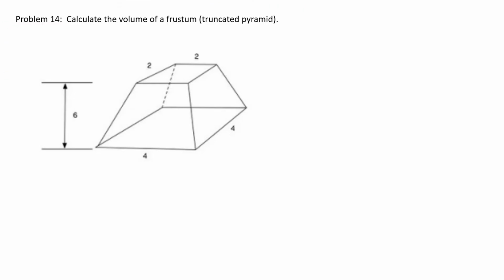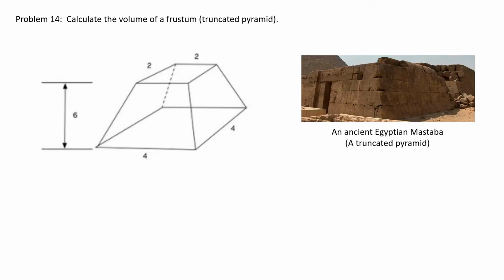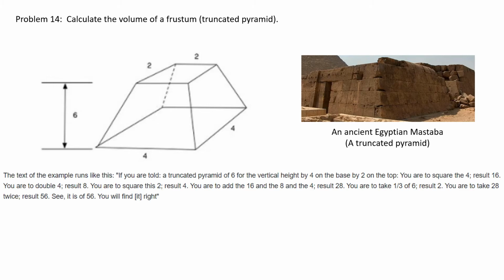Another problem from the Rhind papyrus was to calculate the volume of a so-called frustum, or truncated pyramid. Now the ancient Egyptians are well known for building their pyramid tombs, but they also built some tombs with a frustum shape called mastabas. Now the method the scholar Ahmes gave in the Rhind papyrus for solving this problem is as follows.